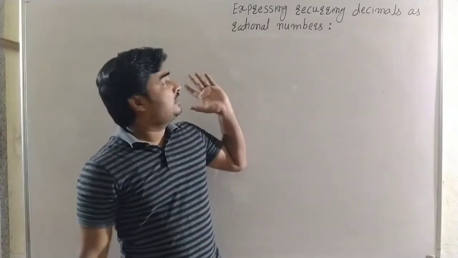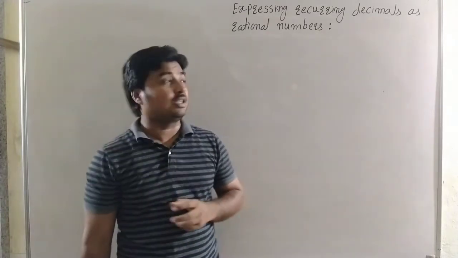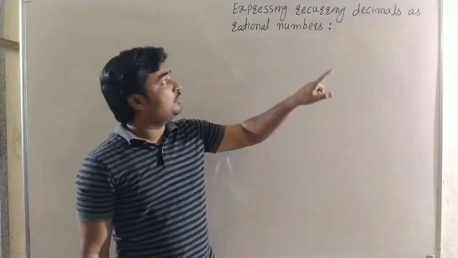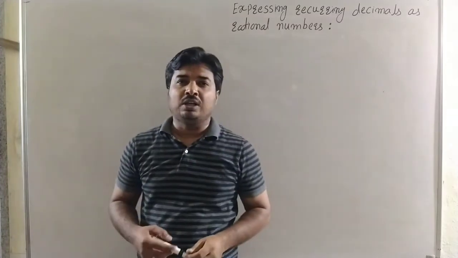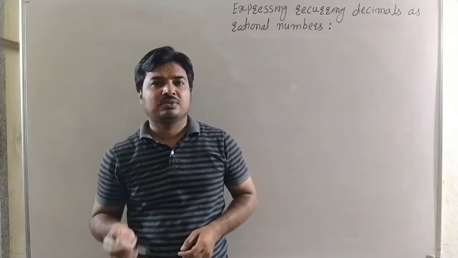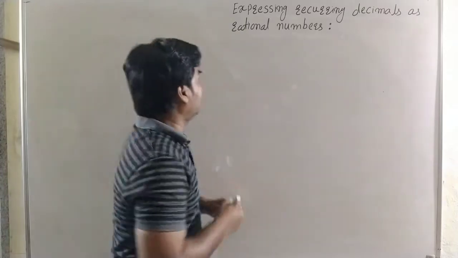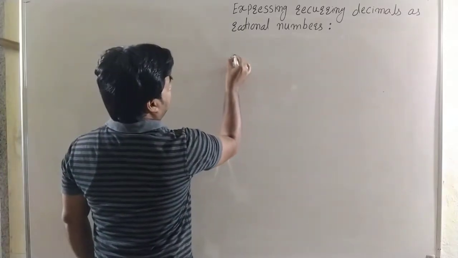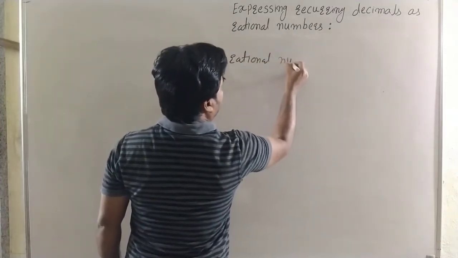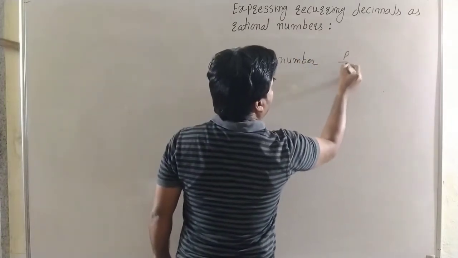Now in this lecture we see the use of the sum of the infinite terms in a geometric progression. Here we express recurring decimals as rational numbers. You know the recurring decimals, that means after the decimal point there are repeated numbers. We can convert this decimal number into a rational number. A rational number is in the form of p by q.